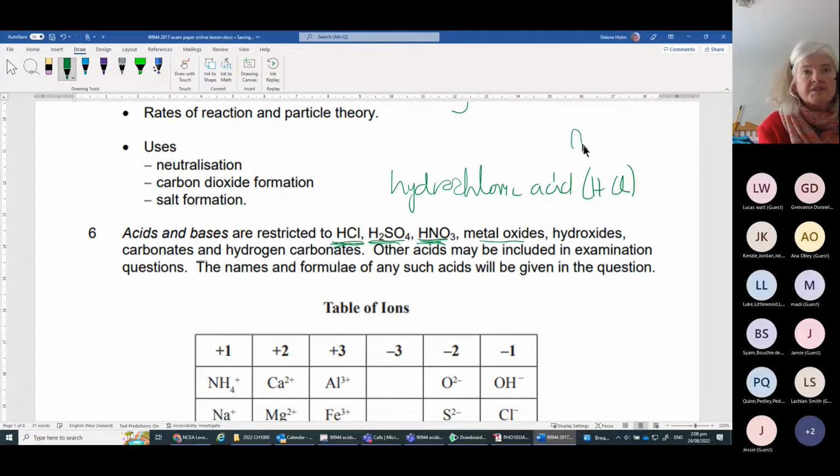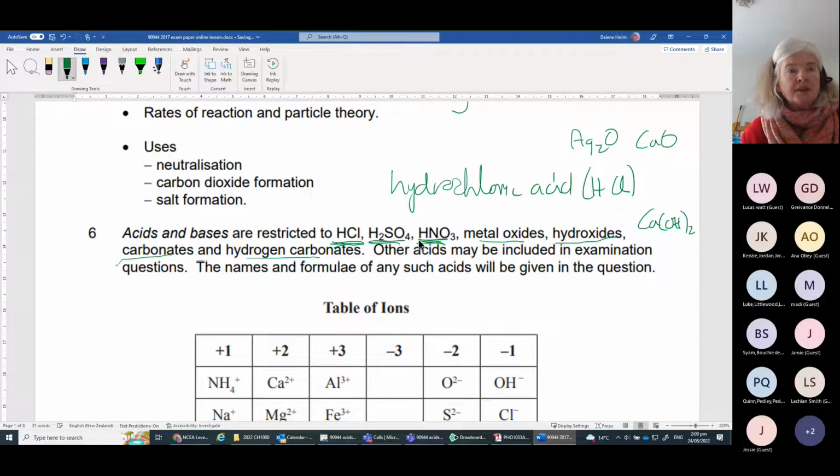So it could be, for instance, like silver oxide or calcium oxide or something like that. A hydroxide, so like calcium hydroxide. I'm just abbreviating to formulae because it's shorter to write. And then also carbonates and hydrogen carbonates. You may be given other acids, but they will tell you what those acids are with their formulae if needed.